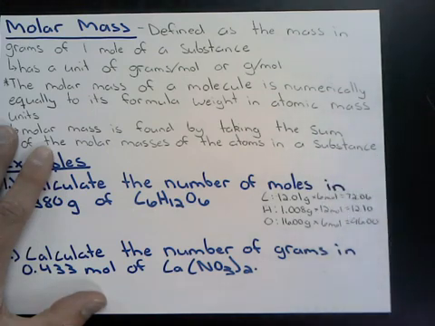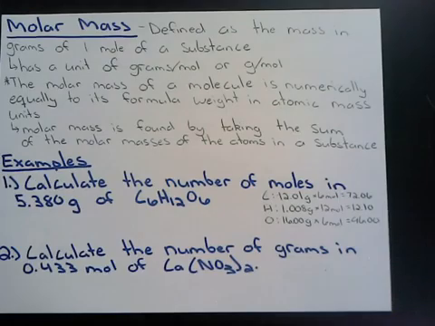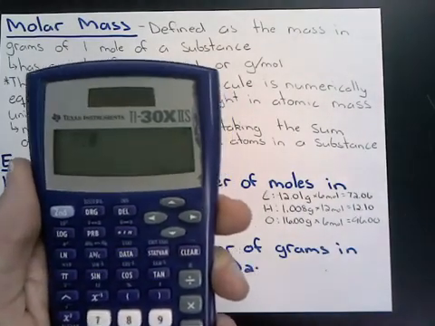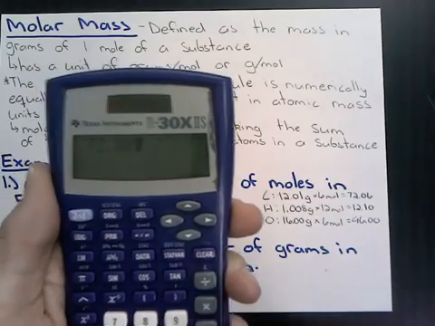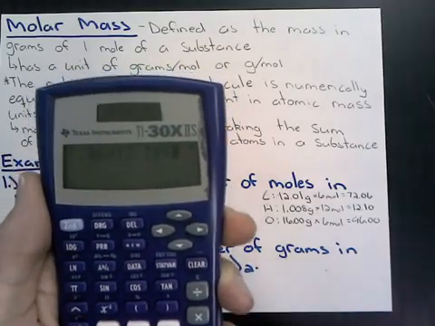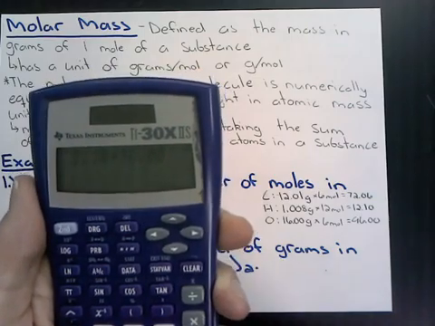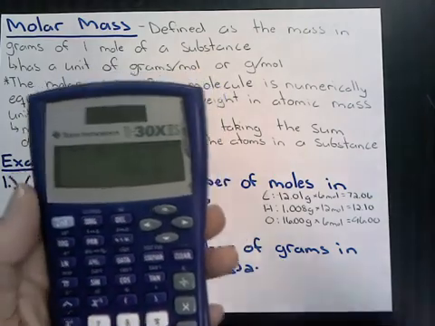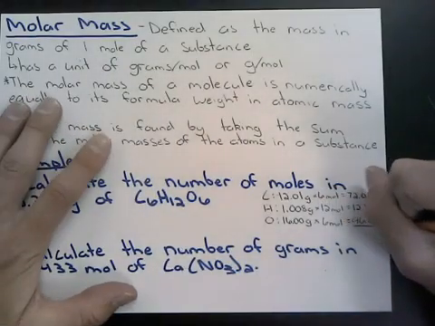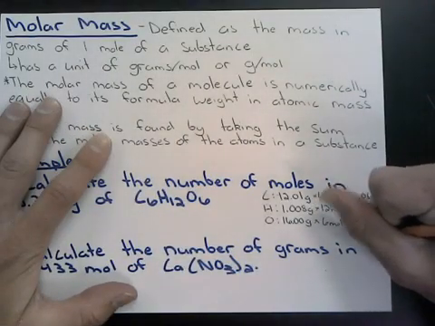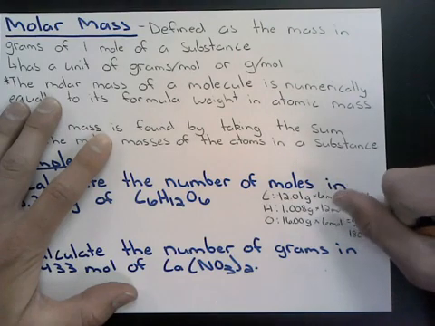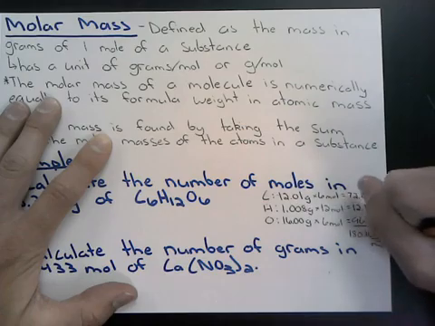So I'm going to add these together. In my calculator, I'm going to take 72.06 plus 12.10 plus 96.00. I'm going to press enter, and the molar mass for my sugar compound here is 180.16, and this would be grams per mole.